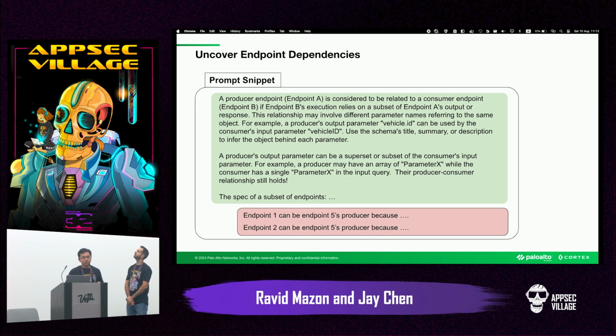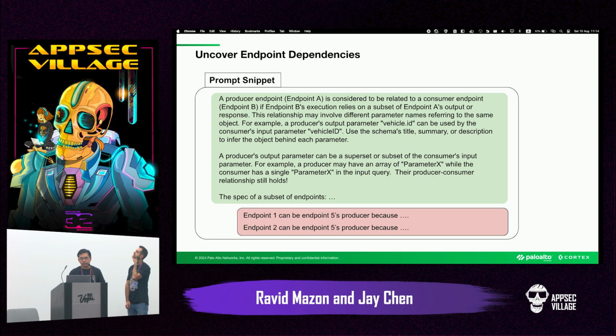Here is a snippet of the prompt that we use to teach AI how to recognize dependency relationships. I want to emphasize that we can also use a heuristic algorithm to match the output parameter name of an endpoint with the input parameter name of a consumer. This heuristic algorithm is not reliable.